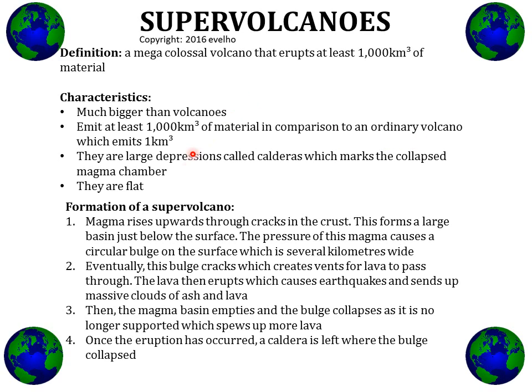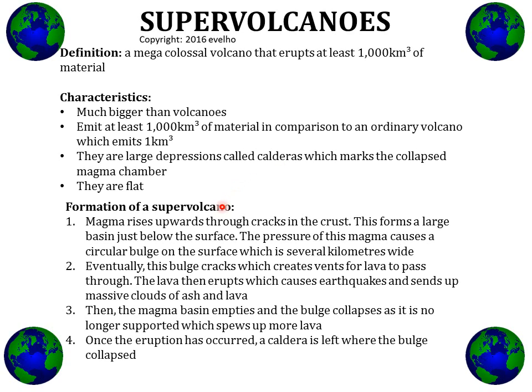They're large depressions called calderas, which mark the collapsed magma chamber. I'll go into detail in a minute. And they're flat, basically. And caldera is basically cauldron in Spanish.